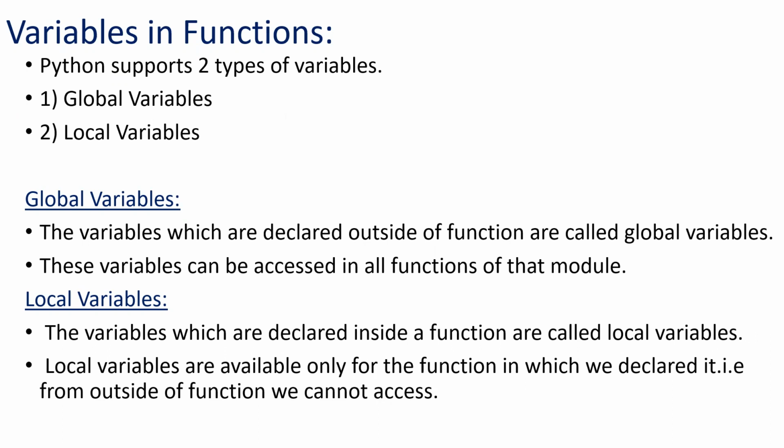And what do you mean by variables? While we are defining the variable, first we should know what a variable is. Variable and identifier are the same, right? Both are the same. So here Python supports two types of variables in functions. While we are assigning some values to an identifier, it can be of two types. One is the global variable and the second one is the local variable.